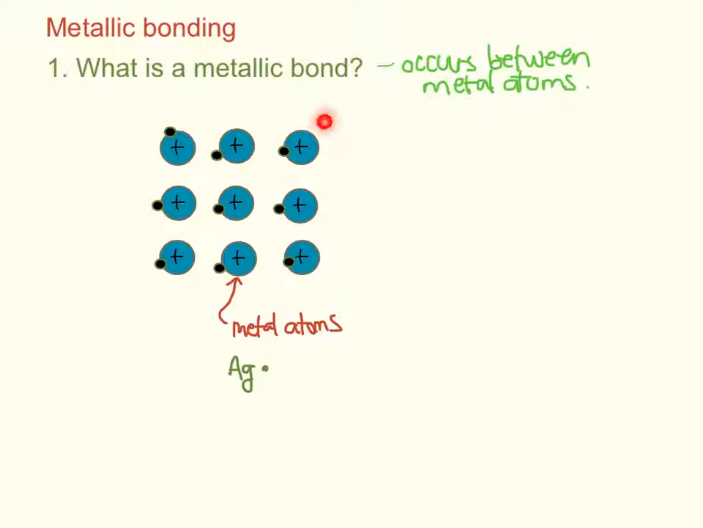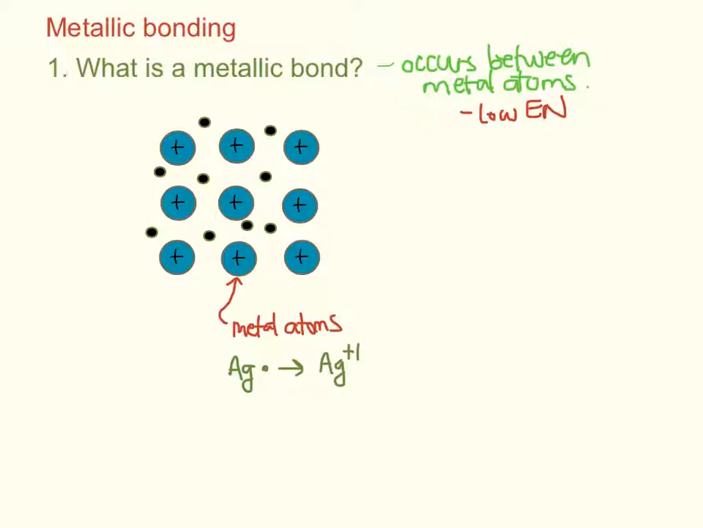And what we have here is a chunk of silver with a bunch of silver atoms in the chunk. What happens for a metallic bond is, because metals have such low electronegativity, remember that metals have low electronegativity, they don't hold on to their valence electrons very tightly. So they're going to lose their valence electrons. Once they lose their valence electrons, they go from being a metal atom to a metal ion. So in this case, each of those silvers becomes a silver ion.